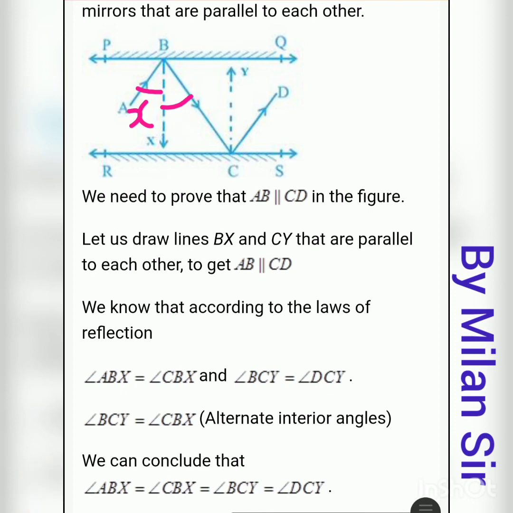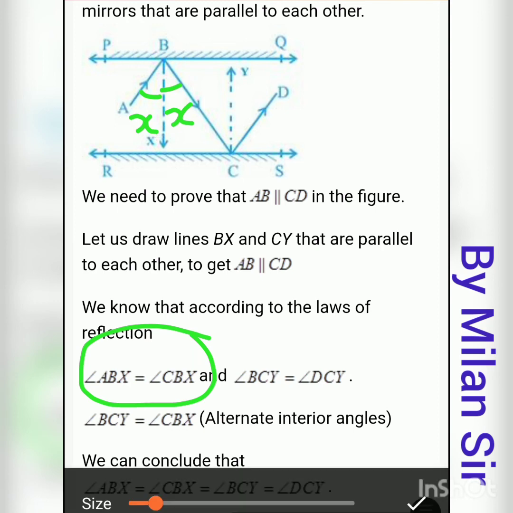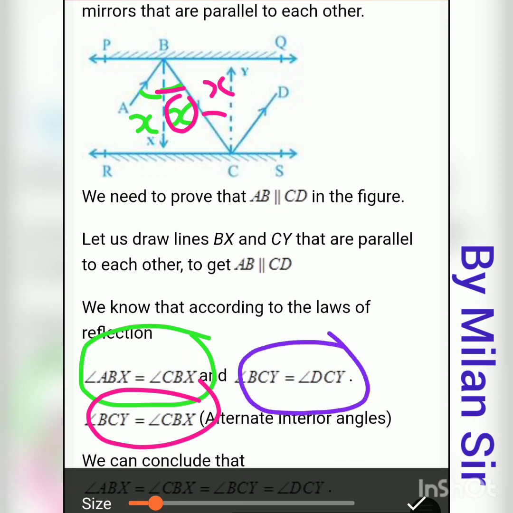Now here we have three statements. First of all, ABX is equal to CBX. That means these two angles are the same. If this is x, so this is also x. Now the second statement: angle BCY is equal to CBX, so this is x and this is also x. Now our third statement, BCY is equal to DCY. That means these two angles are the same. This is x, so this is also x. So all these four angles are the same.